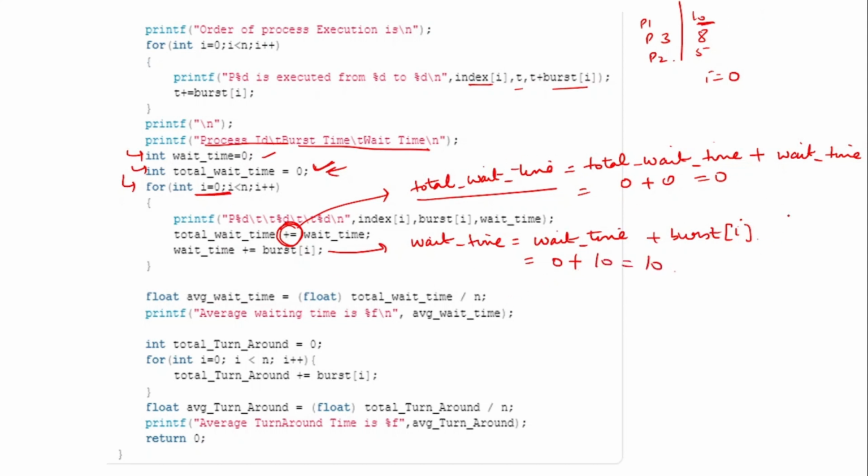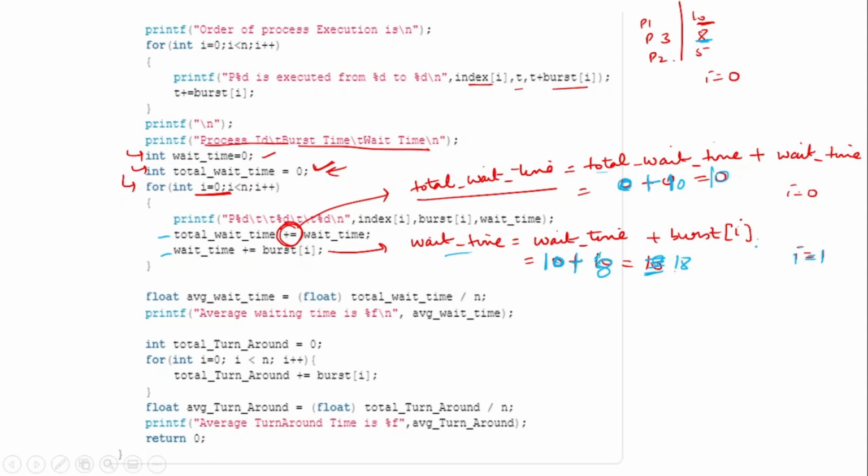Now this is when I is equal to 0. When I is equal to 1, again these two statements will be executed. Total waiting time is equal to previous total waiting time, which was 0, plus the value of wait time. Now the value of wait time is 10, so the value here is 10. Next line, waiting time is equal to waiting time plus the burst time. Waiting time was 10 earlier, plus the burst time of the second process, which is 8. So 10 plus 8 gives me 18.